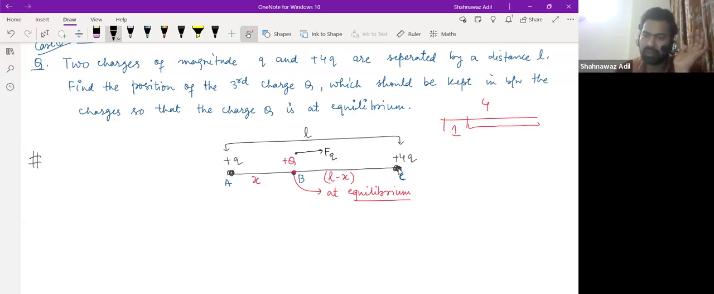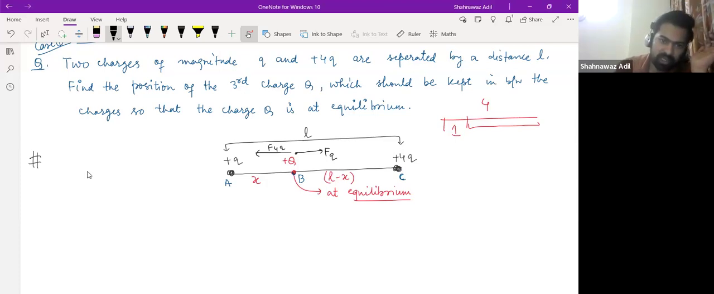Now this charge is remaining. So this is plus 4Q, this is plus Q. So what kind of force would there be? Attractive or repulsive? Repulsive. So where would the force be, right or left? This one on this one, it's left. So this is F4Q. Right. Clear? Yes, sir.